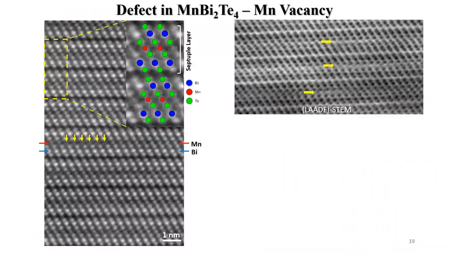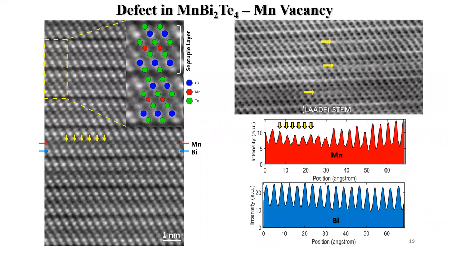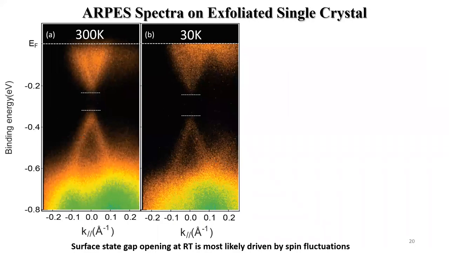And here, if we use either the high angle annular dark field or low angle annular dark field of the STEM, we can see some spots, some contrast here. And if you run the spectra, the intensity profile, the manganese profile and the bismuth profile, we can find that we do have manganese antisites in the system. So this is one of the major defects we have. Besides that, this is a topological insulator. Sure, we want to know the spectra, the ARPES measurements.